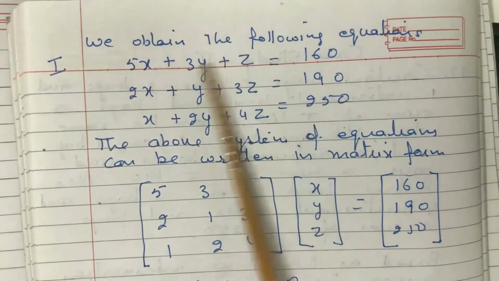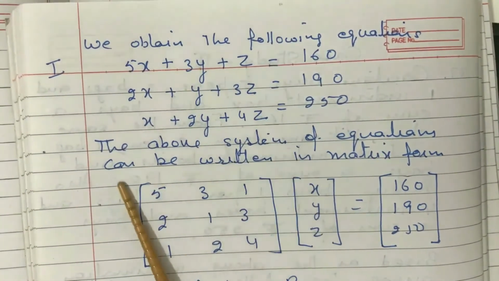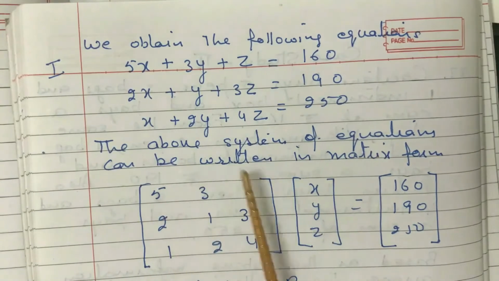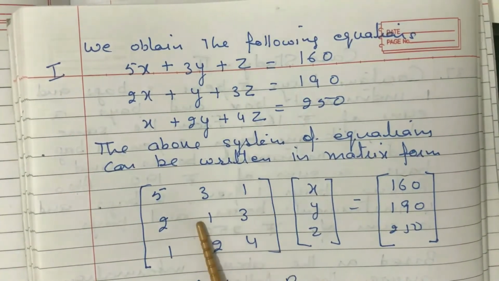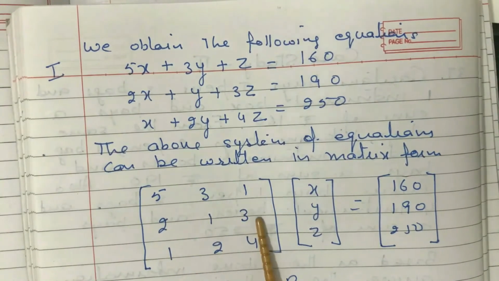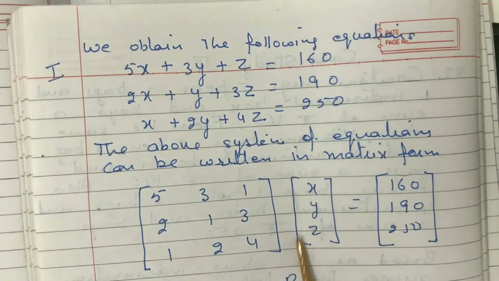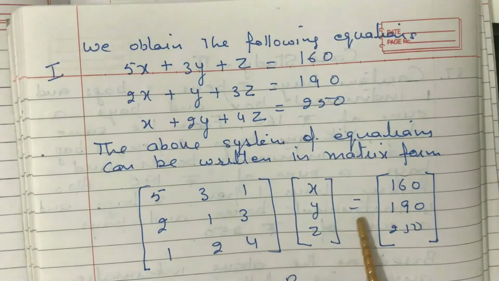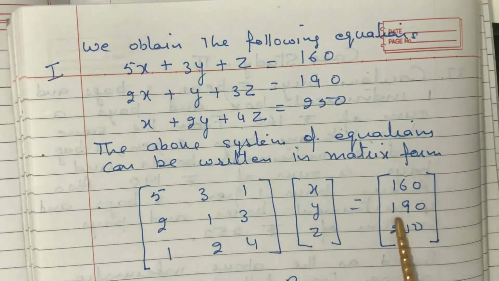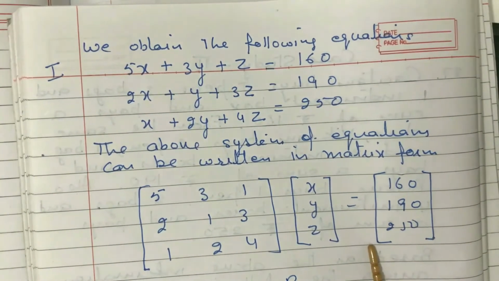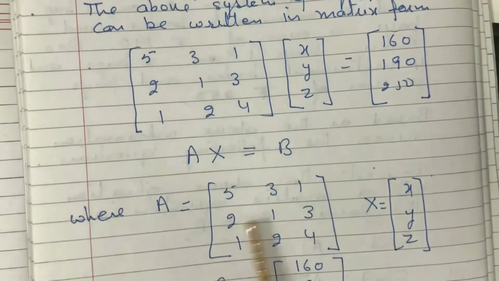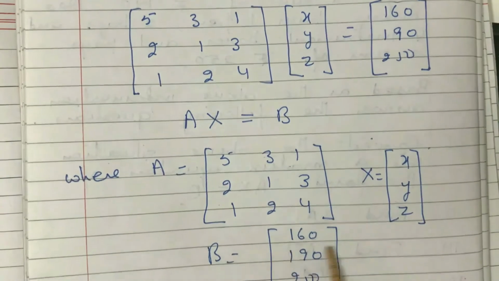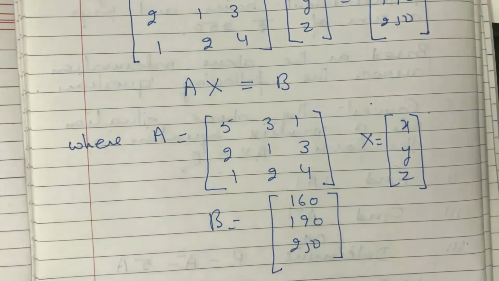So, we obtain the following equations. The above system of equations can be written in matrix form. In the matrix, you will have 5, 3, 1; 2, 1, 3; and 1, 2, 4. And in this matrix, you have x, y, z. This is equal to 160, 190, 250. Again, I'll say it's easy. You all can do it. So, AX = B, where A is this, X is this, and B is this. So, this is our first part.